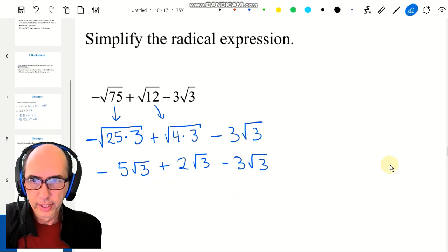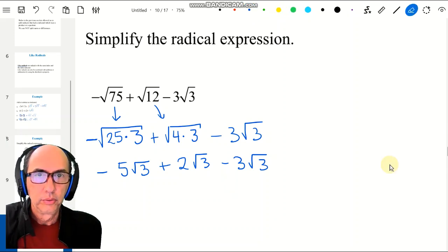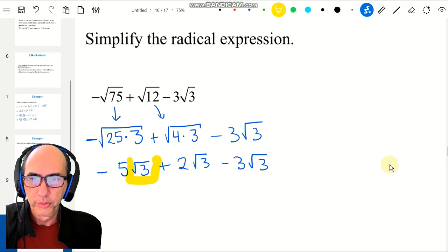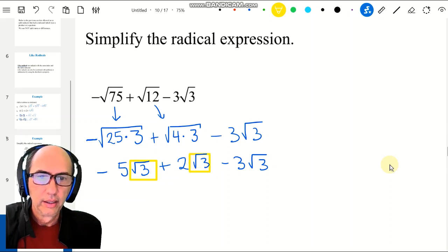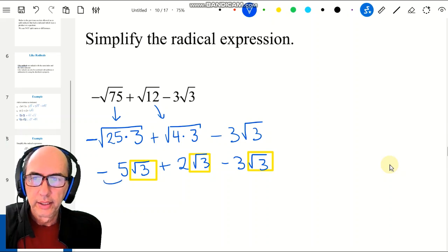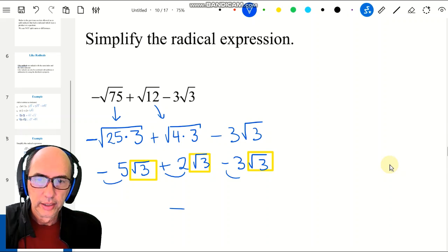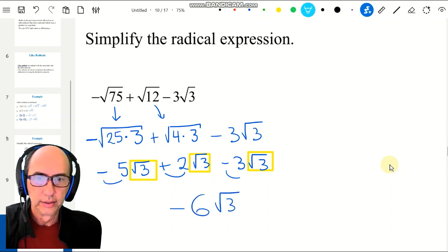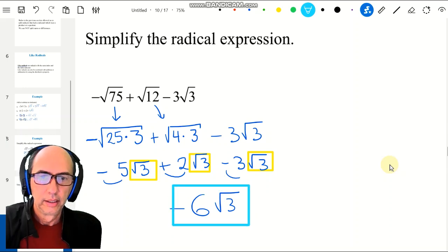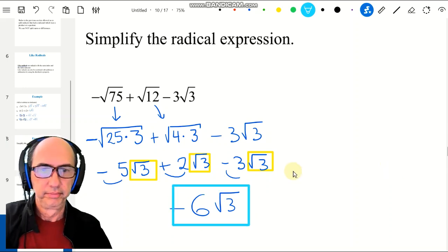We have the like radical 3, the square root of 3, right? And we combine the coefficients. Negative 5 plus 2, negative 3 minus 3, negative 6 square root of 3 is the final answer. Okay.